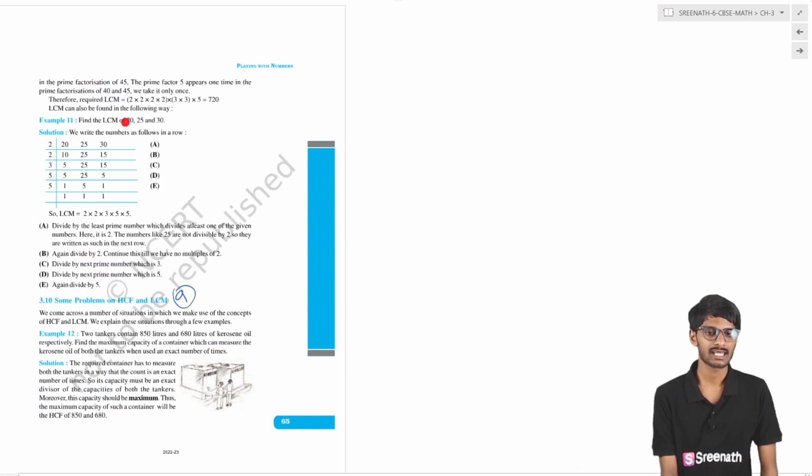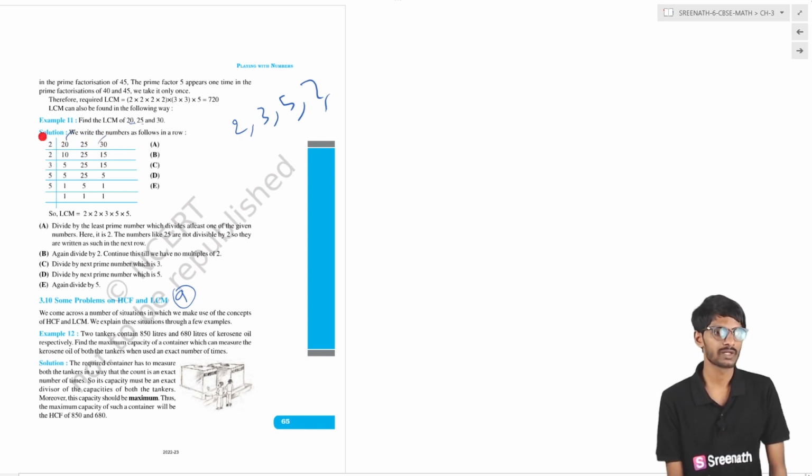And then there is another example, the LCM for 20, 25 and 30. So we have to find the prime factorization. This is the other way. For that you first start with 2, 3, 5, 7 like that. Start with 2: if at least one number is divisible by 2, you can use it. 2 tens are 20, 25, 2 fifteens are 30. These are divisible by 2 and this is not, so you just write it as it is.